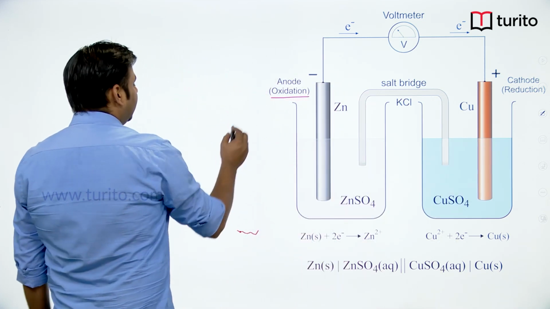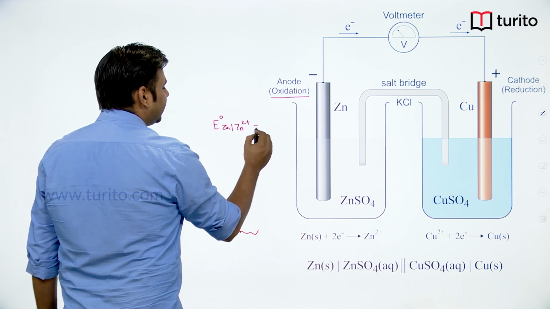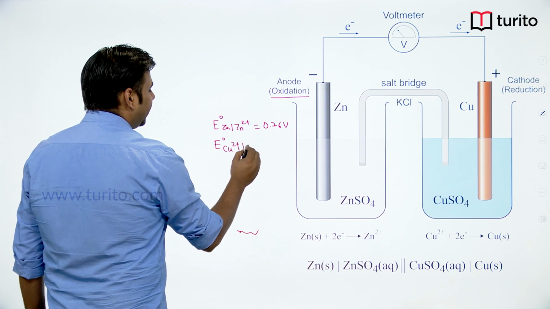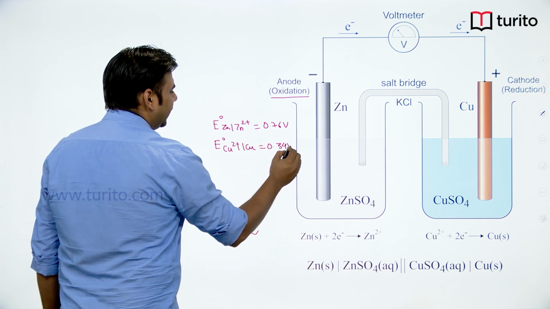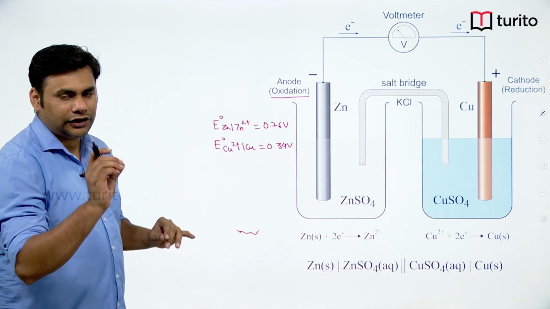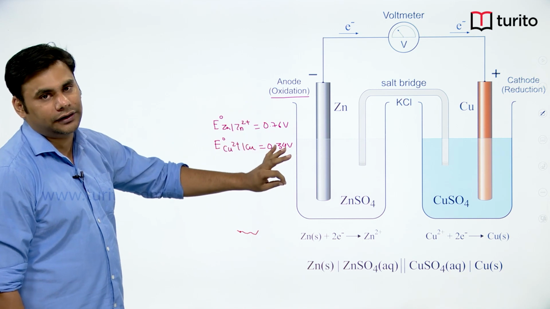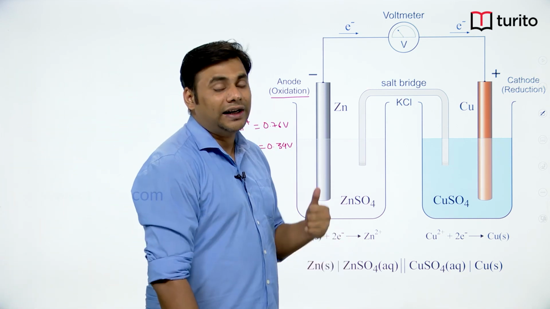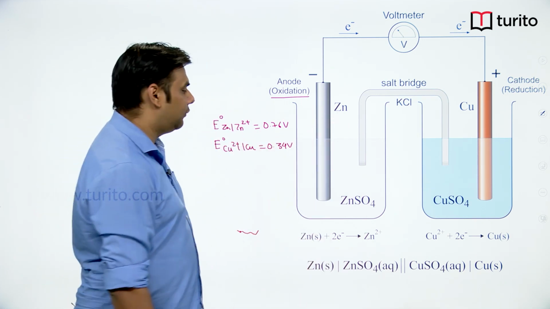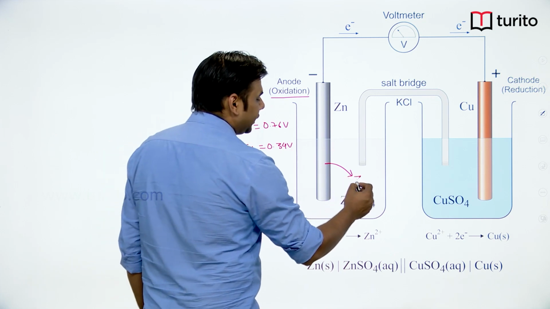Now we know that the oxidation potential of zinc is 0.76 volt, and reduction potential of copper is 0.34 volt. So you can clearly make out that the oxidation potential of zinc is 0.76, and the reduction potential of zinc 2 plus is minus 0.76. So the tendency of zinc to get oxidized is more than that of zinc 2 plus getting reduced. So what would happen over here? Zinc would keep on oxidizing. So some zinc from the rod would oxidize and enter into the solution as zinc 2 plus ion.